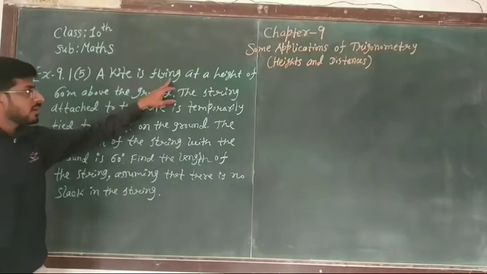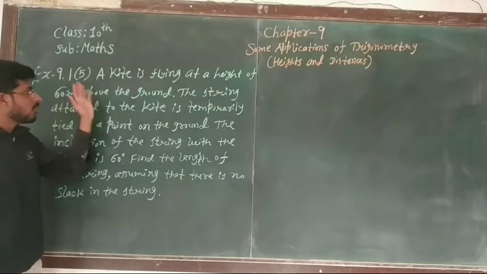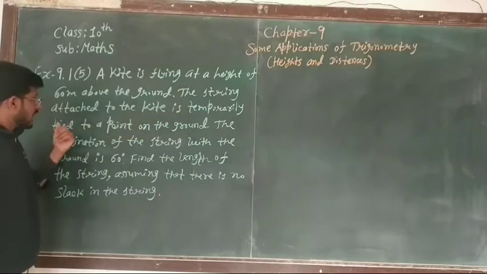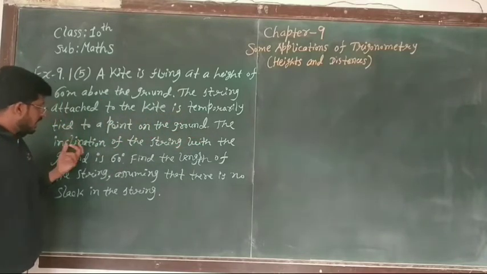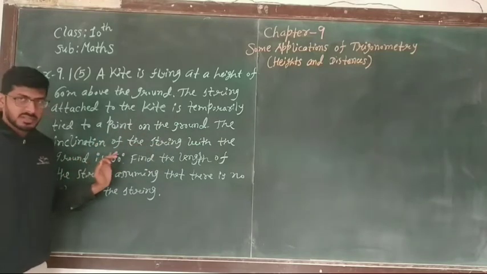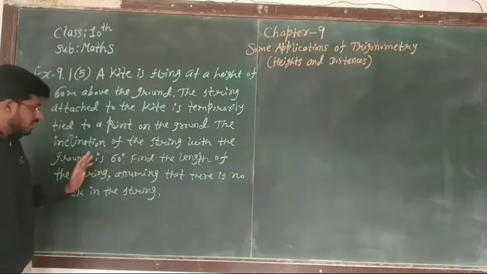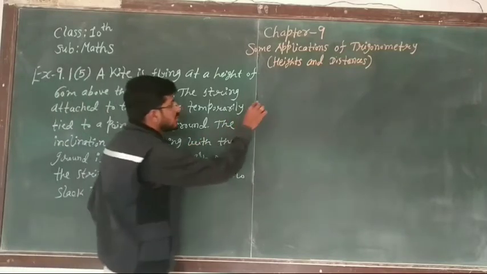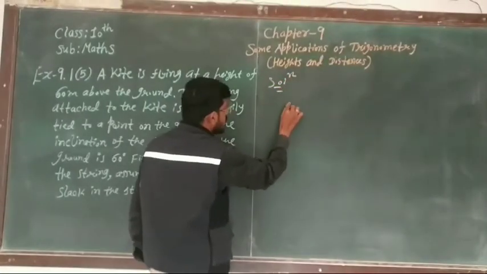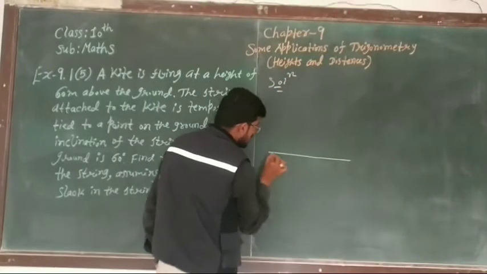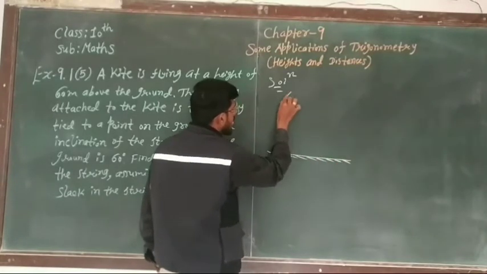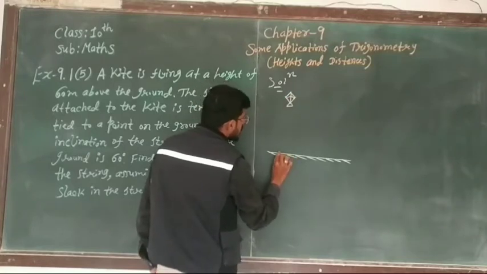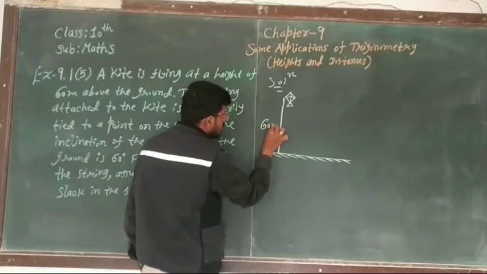Next question number 5. A kite is flying at a height of 60 meters above the ground. The string attached to the kite is temporarily tied to point on the ground. The inclination of the string with the ground is 60 degree. Find the length of the string, assuming that there is no snag in the string. Okay. So first draw figure. Here above kite is flying. Okay. So it is 60 meters above.